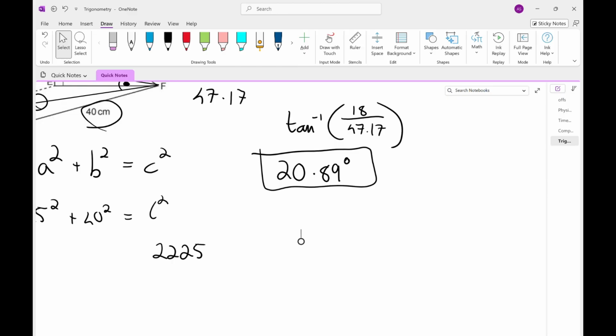So a little bit of application, a little bit of using both the Pythagoras theorem as well as SOHCAHTOA to try and find our angle. Tan to the -1, we're incorporating all of that.